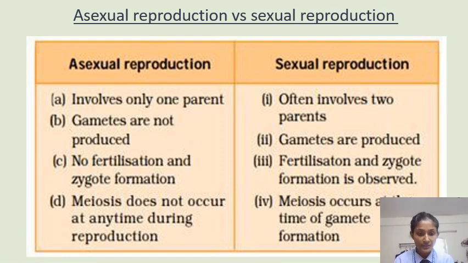The fourth point expressed here is that meiosis does not occur. Now, what is meiosis? Meiosis is basically the process of cell division. In asexual reproduction there is no division of cells, whereas in sexual reproduction we can see the division of cells.